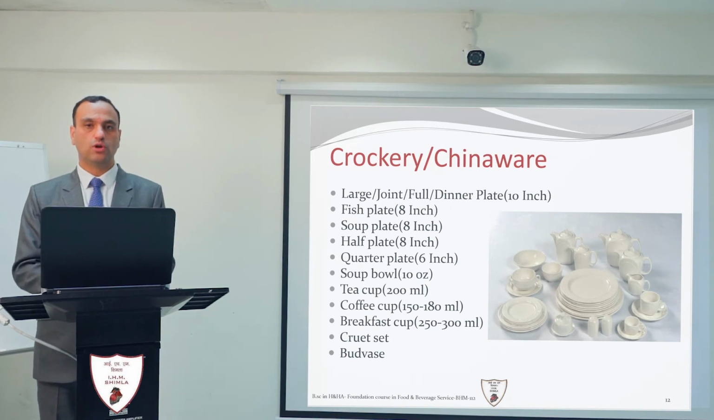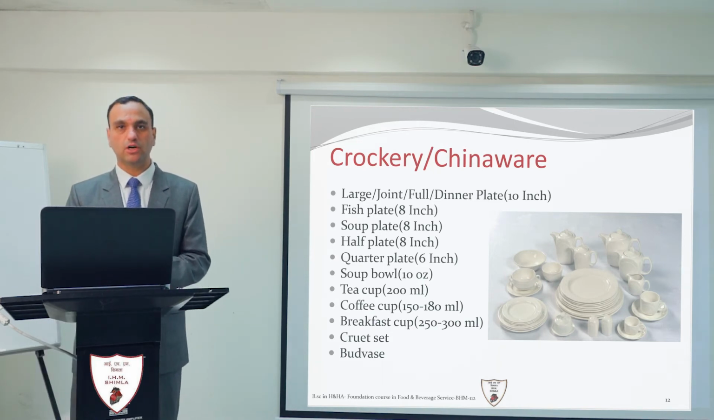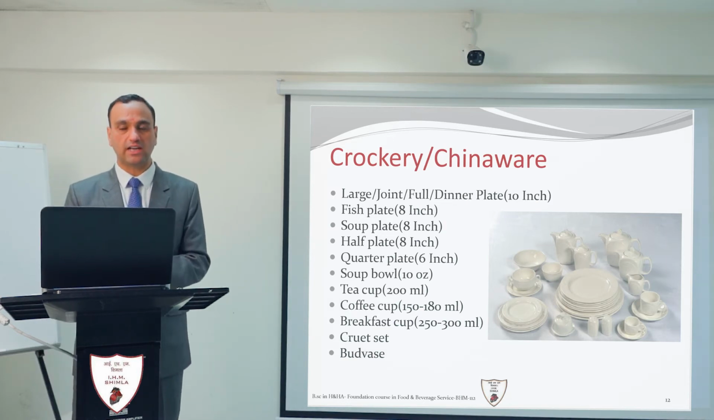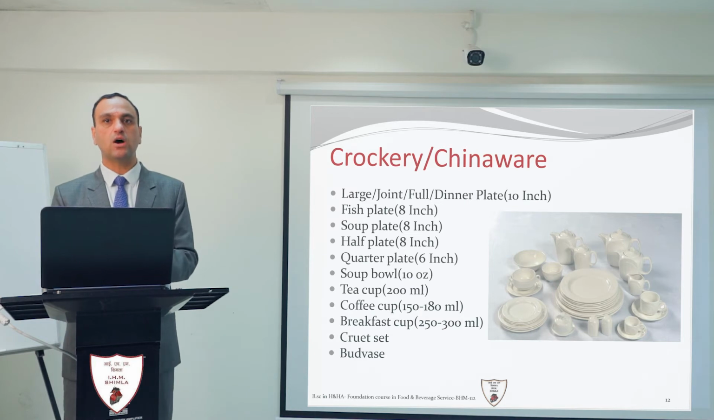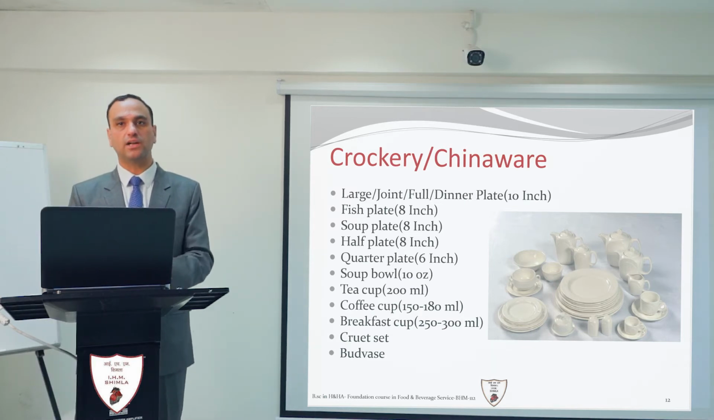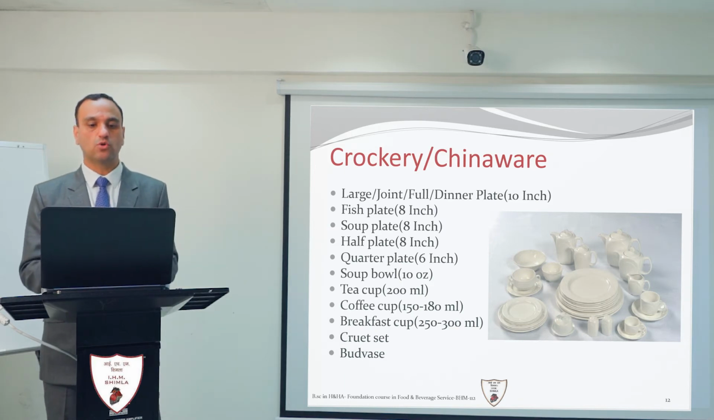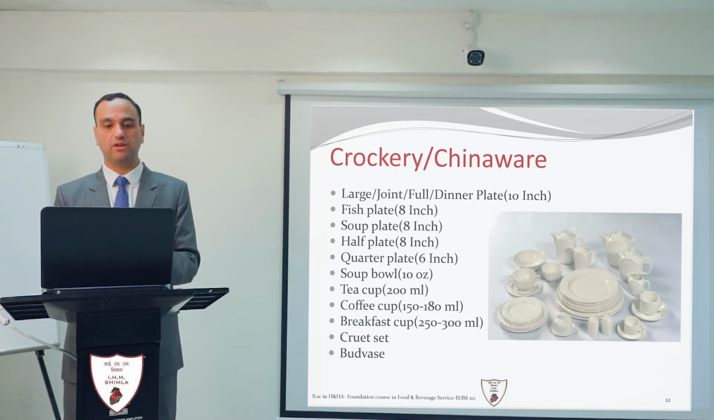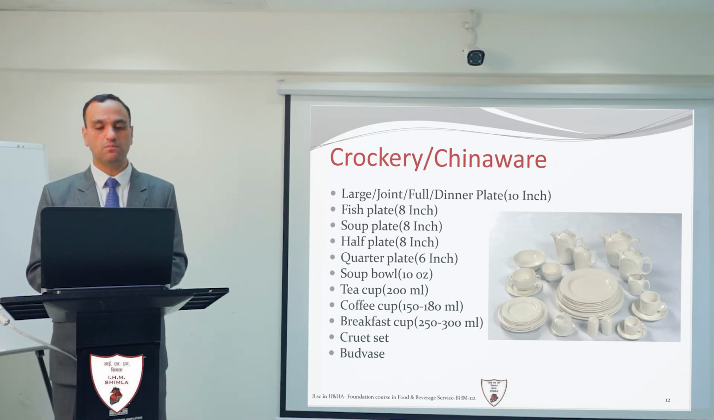Next is the soup bowl. The soup bowl will be used for serving soup, and the capacity for the soup bowl is 10 ounces. You must know the units of capacity also. 1 ounce is equal to 28.4 ml, which in our industry we consider as 30 ml. So 10 ounces means approximately 300 ml will be the maximum capacity of the soup bowl.